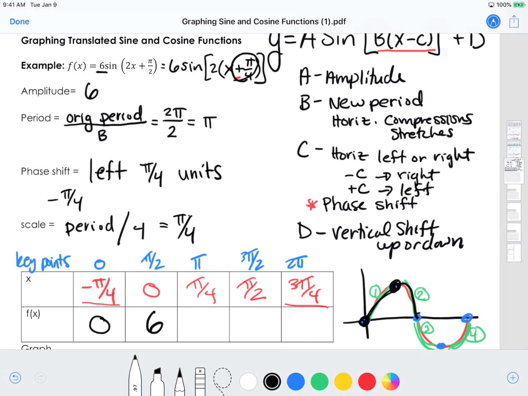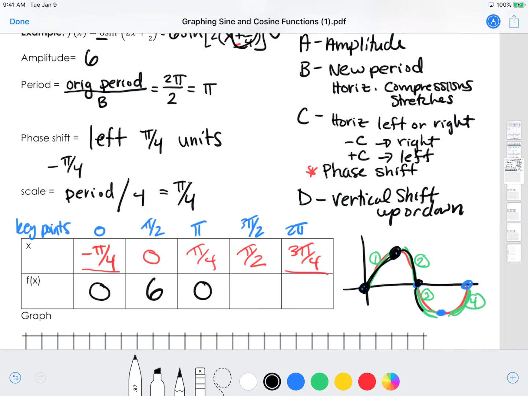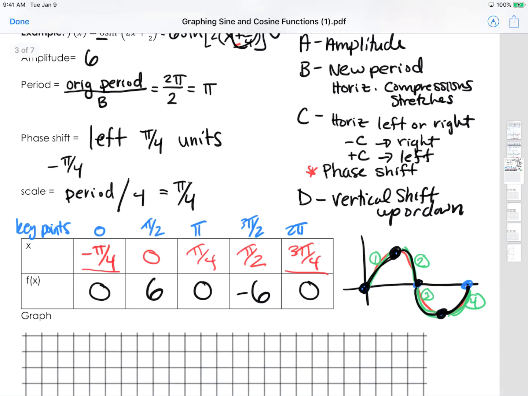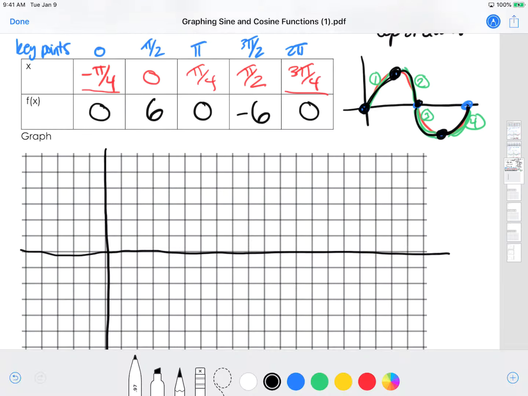Then we come back down to 0. The next key point, we're at our minimum value. So normally with the mother function, we come down to -1, but because this has an amplitude of 6 and it's been stretched vertically, this is going to come down to -6. And then the last key point is back up to 0 again. So these are the points I'm going to use to plot my translated function.